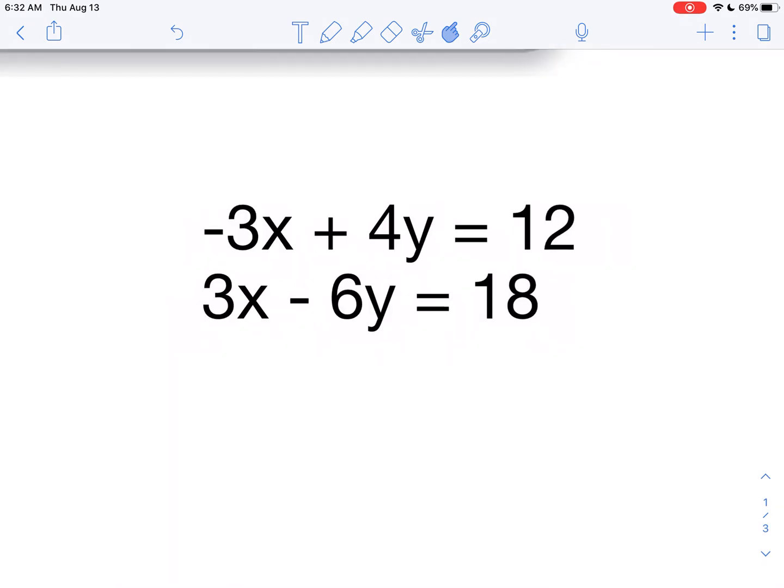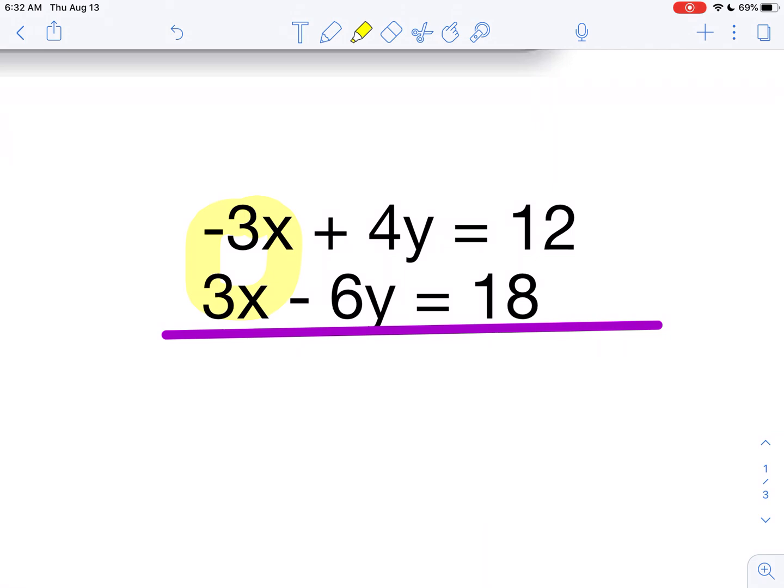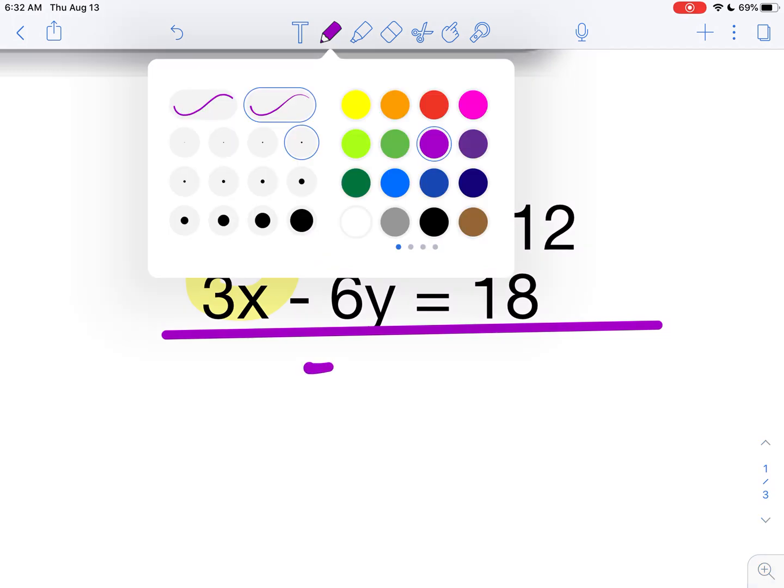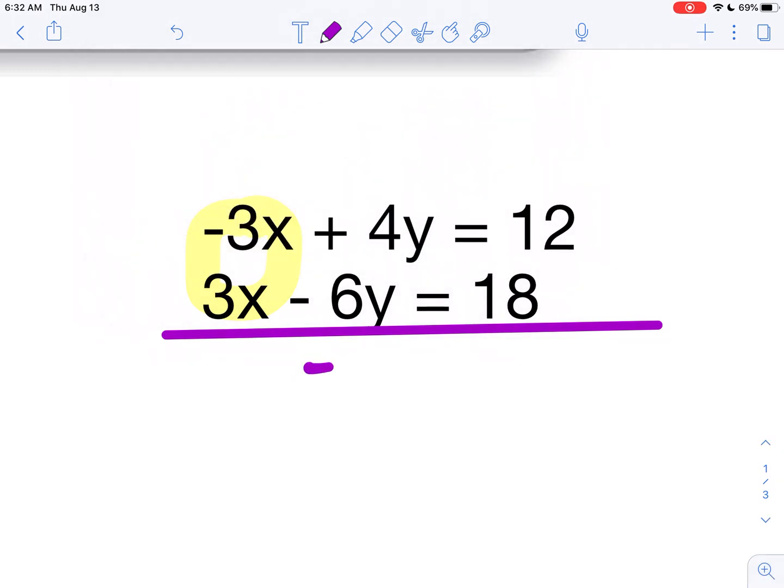I've got this system. Notice my x's are lined up in columns, my y's are lined up in columns, my numbers are lined up in columns. If I draw a line underneath my two equations, I just add my two equations up. Notice that your x's are going to cancel. They're going to make 0. 4y minus 6y, well, that'll be negative 2y. 12 plus 18, well, that's 30.